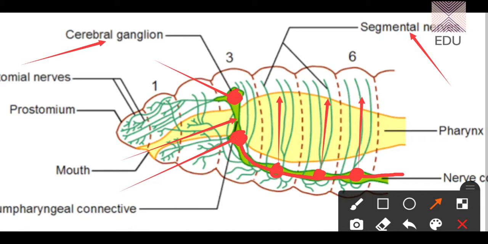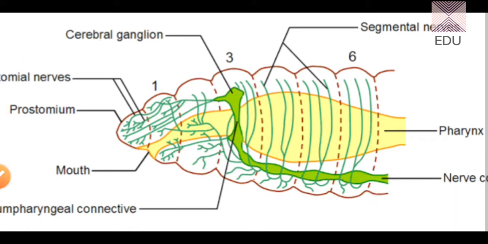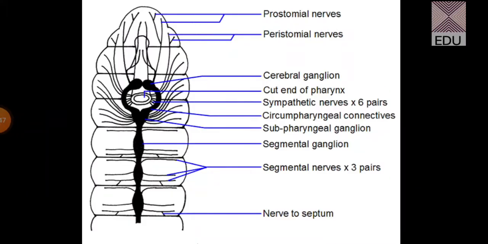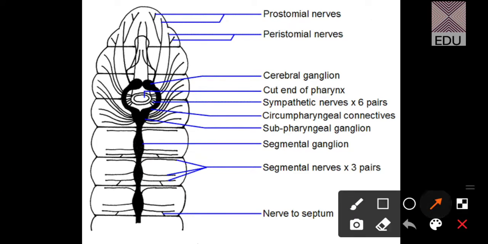Now we are considering the next type of the nervous system, that will be the peripheral nervous system. If we take the peripheral nervous system into account, each cerebral ganglion is giving off 8 to 10 nerves which innervate the prostomium and the buccal chamber. Here we can see that cerebral ganglia is giving you the prostomial nerves and the peristomial nerves. So these are a part of peripheral nervous system.